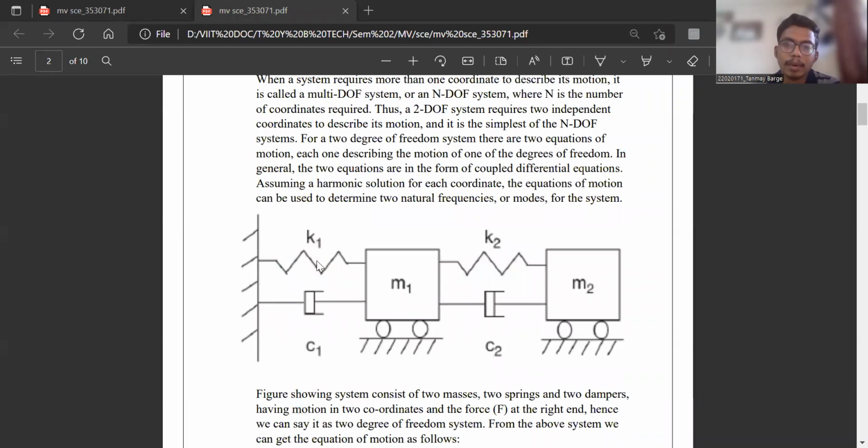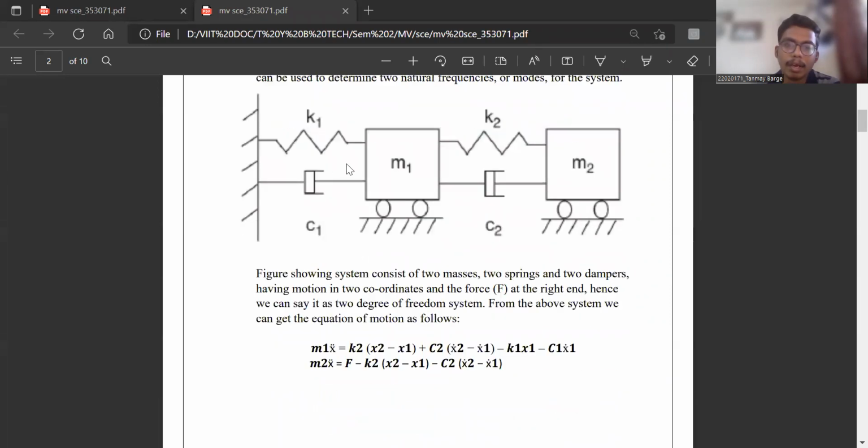So here is the basic problem statement we are using to model using Simulink and Simscape. This figure consists of two masses M1, M2, two springs K1, K2, and two dampers C1, C2 respectively, which are having motion in two coordinates, and the force F is acting on the mass M2 at the right hand. Hence, we can say it is a 2 degree of freedom system.